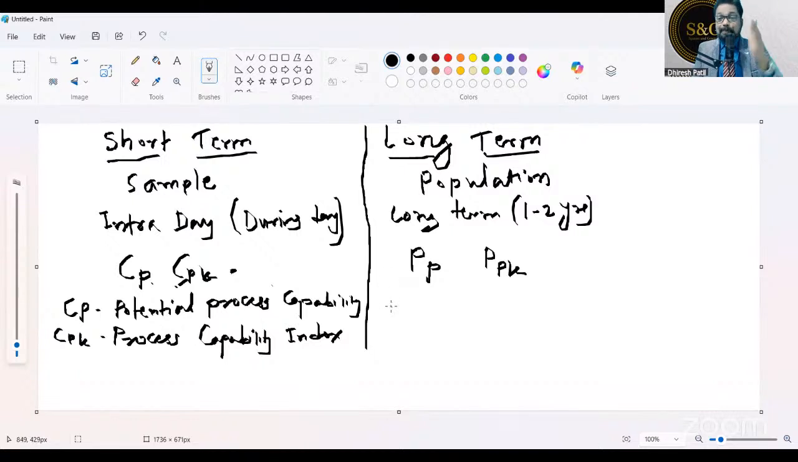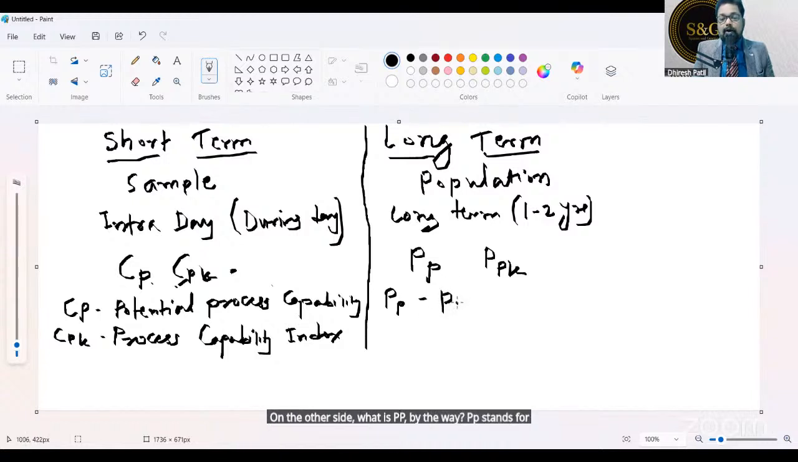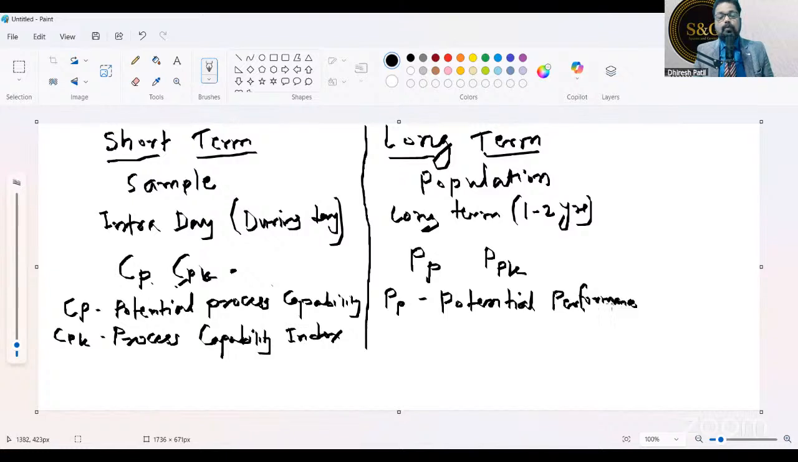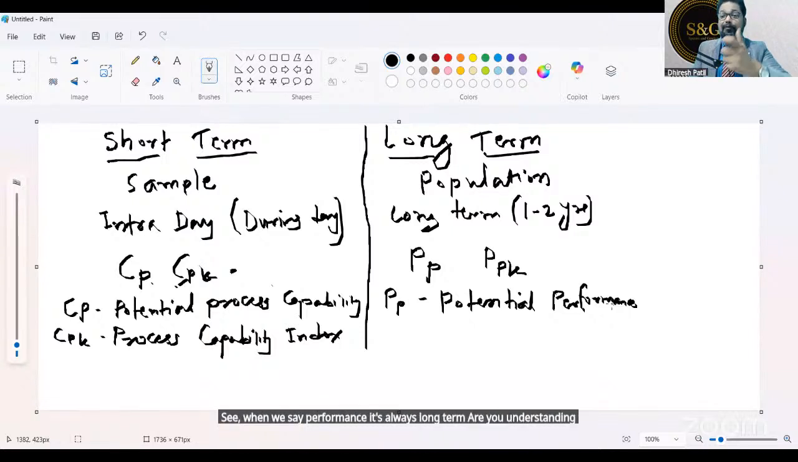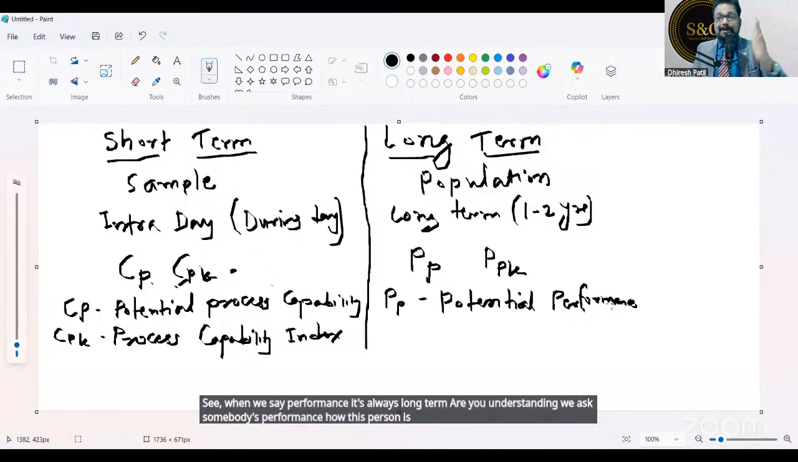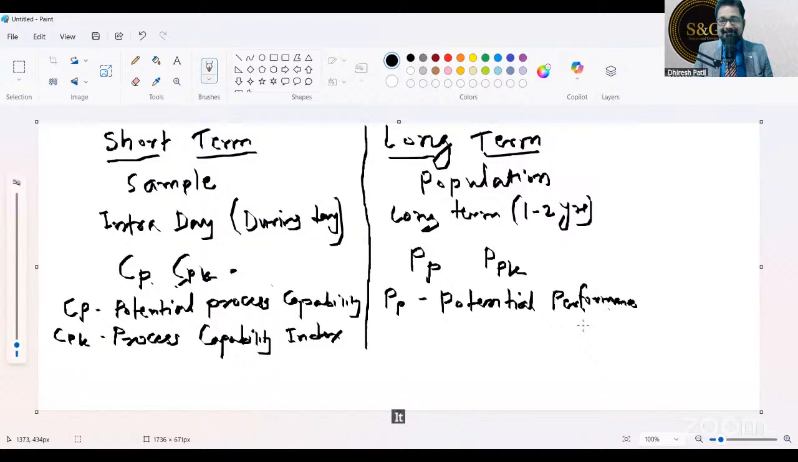On the other side, what is PP, by the way? PP stands for potential performance. Write this down. See, when we say performance, it's always long term. Are you understanding? We ask somebody's performance, how this person is performing since last 3 months, 4 months, 1 year. It's a performance. Okay. And what is PPK? PPK stands for Process Performance Index.